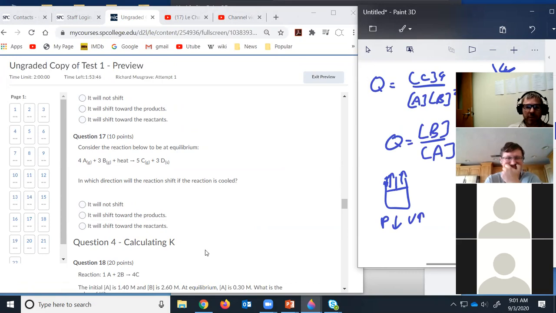It will not shift towards the products or shift towards the reactants. Where did it not shift? No, it will definitely shift. And which way is it going to shift, though? Is it going to shift towards the reactants or the products? Oh, I was looking at the one beforehand. Sorry. That was the reason why.